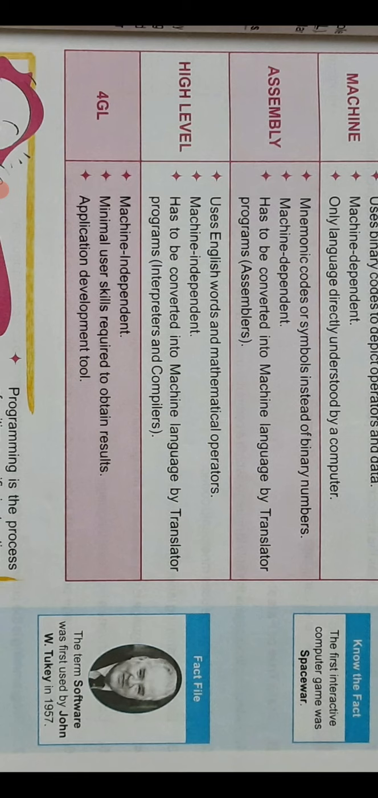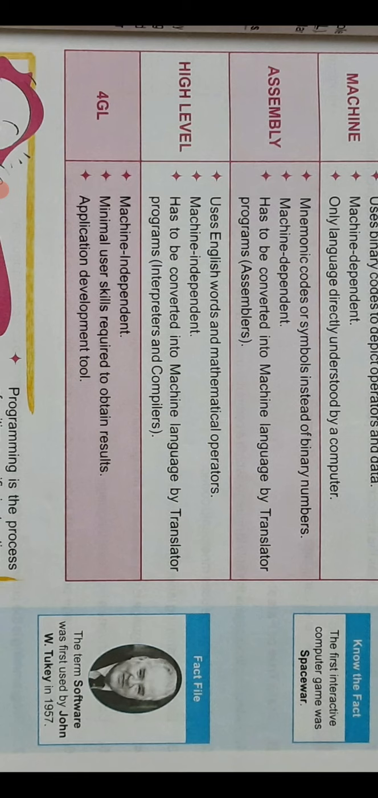The third feature of high level language is that it has to be converted into machine language by translator programs, that is, interpreter and compiler. By those translator programs, interpreters and compilers, it has to be converted into machine level language. After converting to machine level language, the computer will understand.